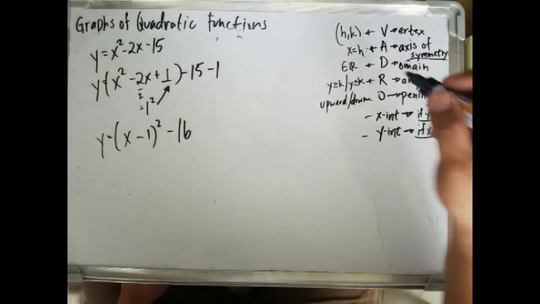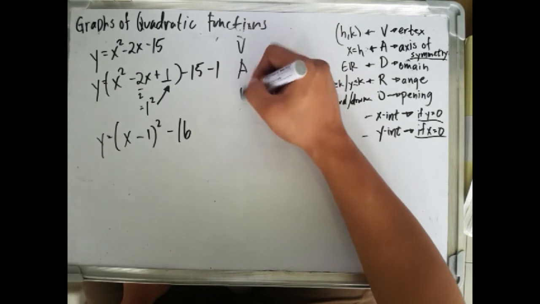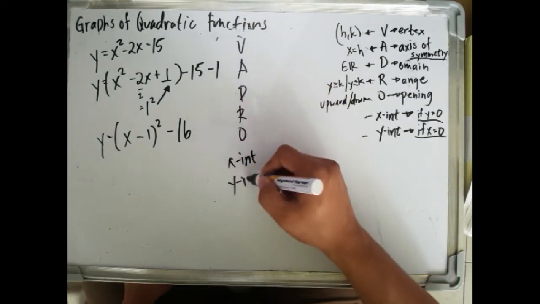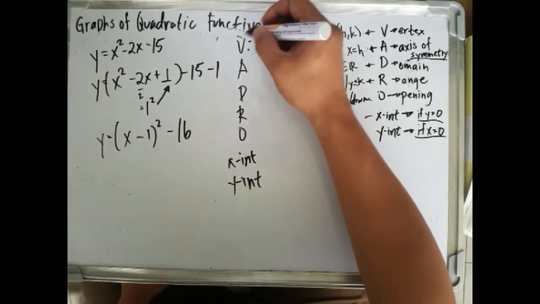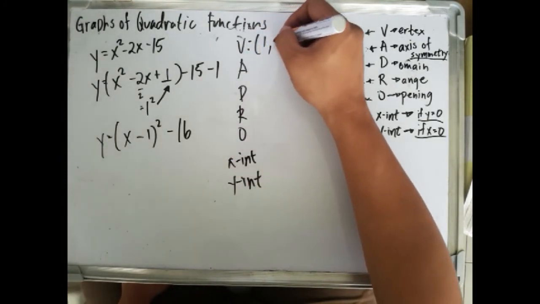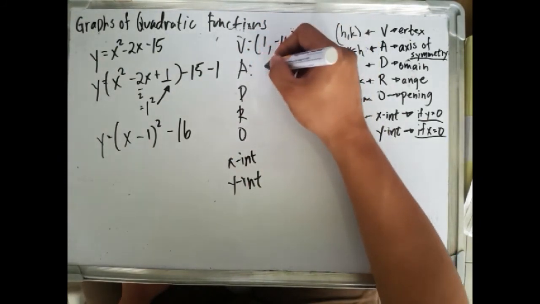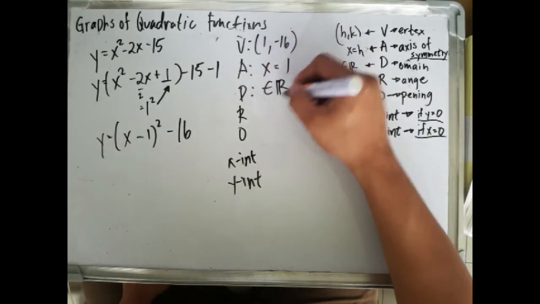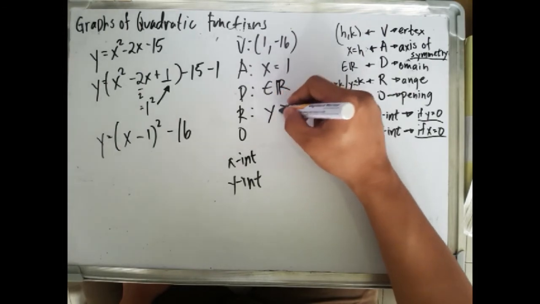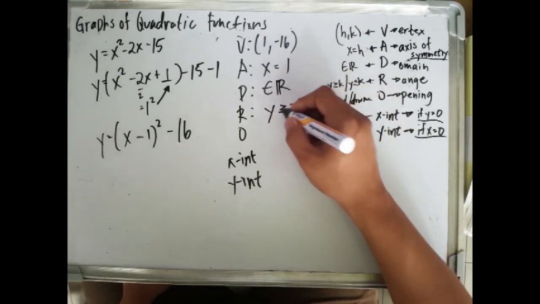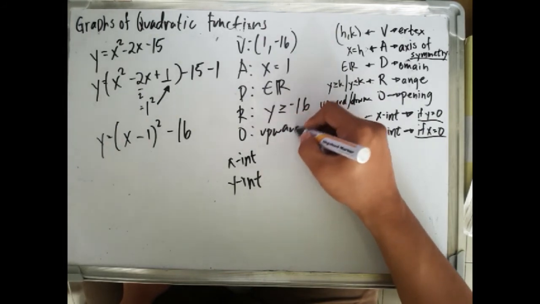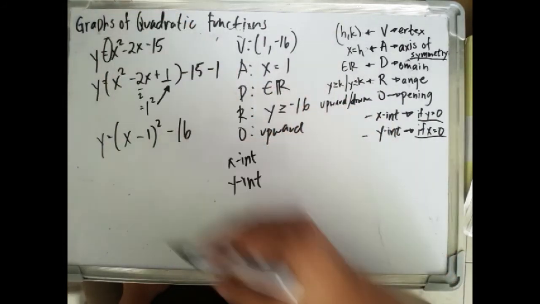So, with that, yung vertex natin is 1, negative 16. Axis of symmetry is x equals 1. Then, domain is elements of real numbers. Range natin is y is greater than or equal to negative 16. So bakit ang greater than yung ginamit natin? Because the graph opens upward, kasi positive ito.